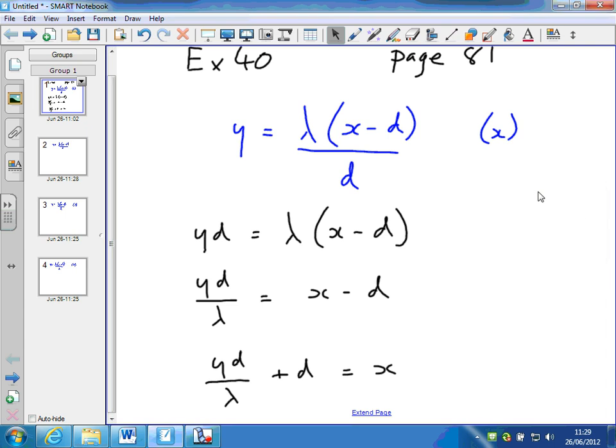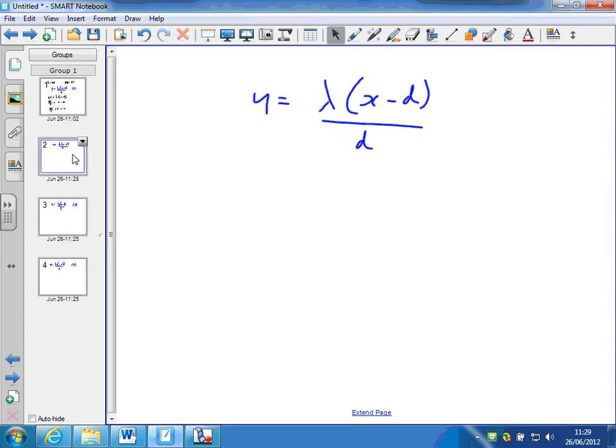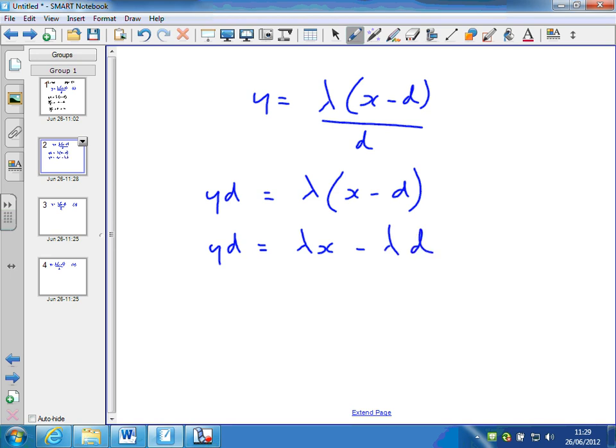Now let's have a look at the other way of going about it. So this time, let's first of all again multiply both sides by d. So we get yd equals lambda x minus d. At this stage, we could decide to multiply out the brackets. So yd equals lambda x minus lambda d. Remember, we're after getting x on its own. So see if you can now complete that by getting x on its own, and then look at the two solutions and see if you can show that they are the same.